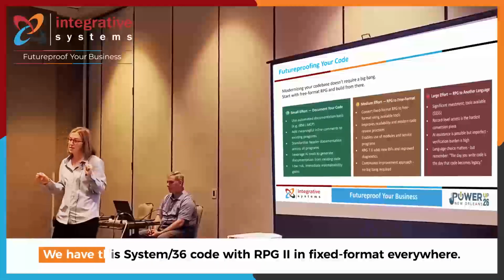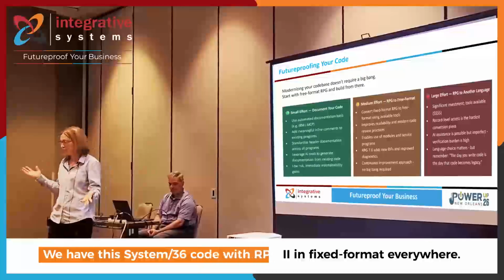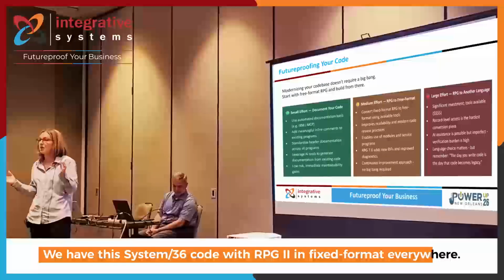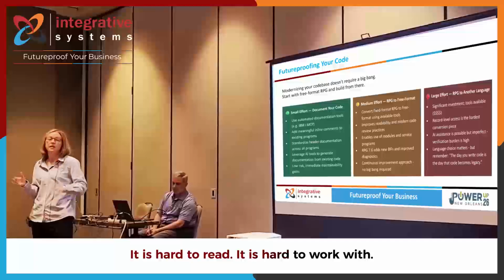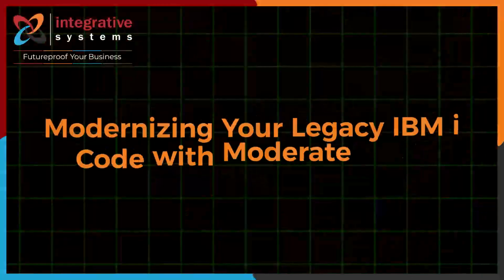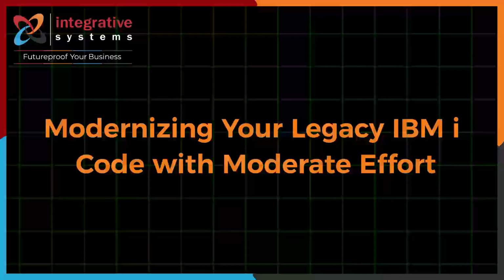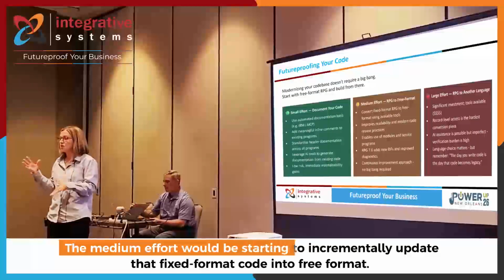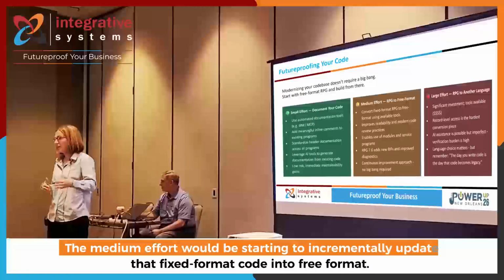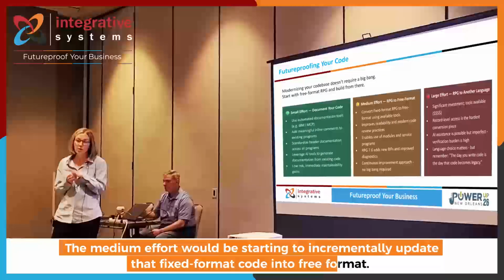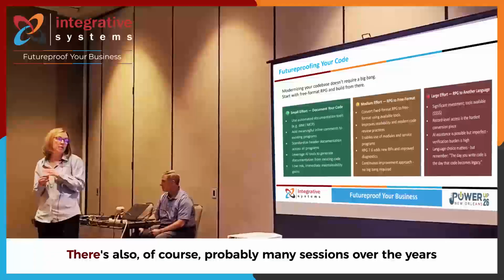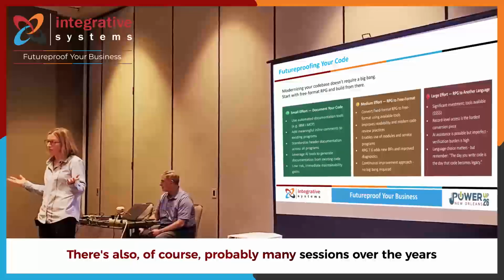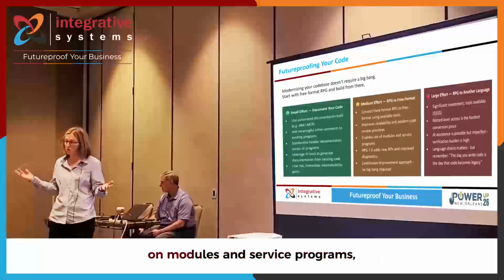We have this System 36 code, with fixed format everywhere. It is hard to read. It is hard to work with. So the next step would be starting to incrementally update fixed format code to free format. It's easier to read.